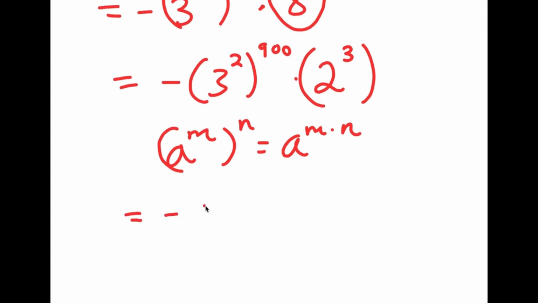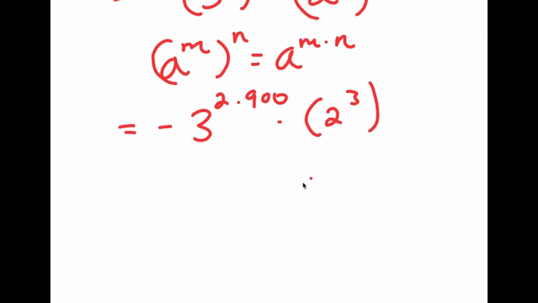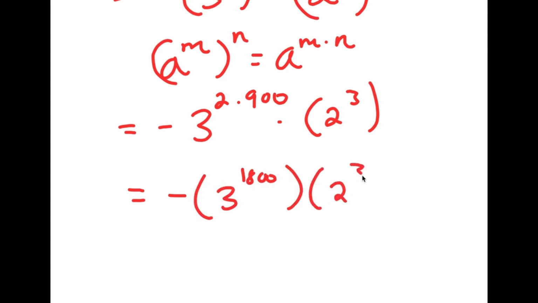So this can equal negative 3 to the power of 2 times 900. And now I have this times 2 to the power of 3. And if you guys already didn't know, 2 times 900 is 1800. So I have negative 3 to the power of 1800 times 2 to the power of 3.